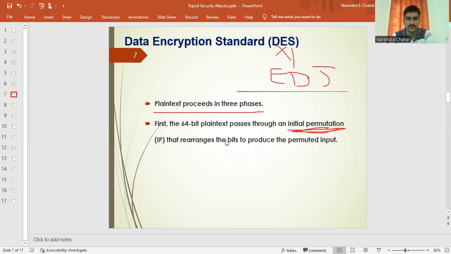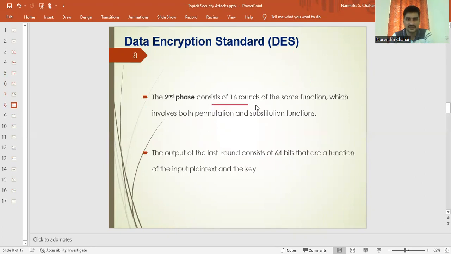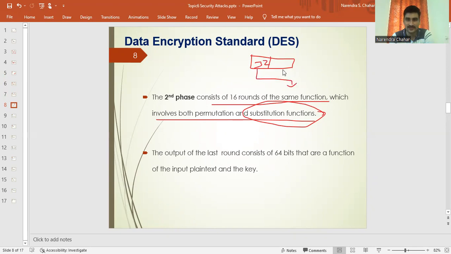Now, when we talk about the second phase, it consists of 16 rounds of the same function, which involves both permutation and substitution functions. So what is the substitution? Just like we have a 64-bit text here, and we are dividing it into two halves of 32 bits. And what will be the key size here? If I am applying 32 bits, I'm also applying the key, which is 48 bits. So how will 32 bits become 48 bits?